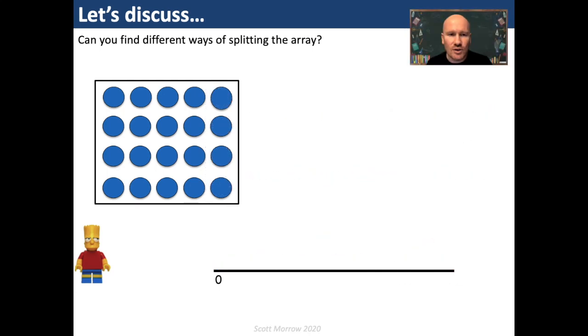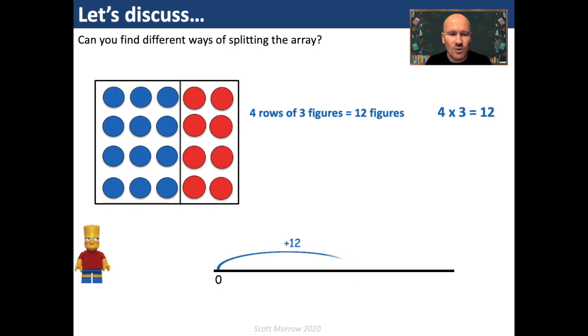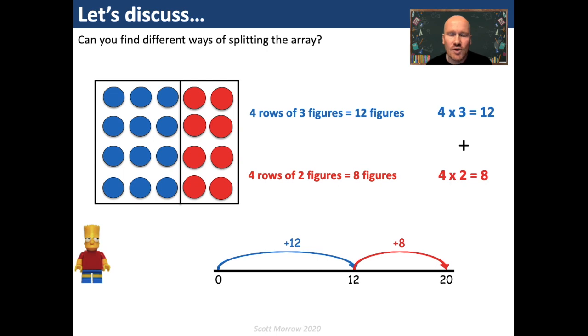And the last one I'm going to show you is by splitting that array like so. We've got 4 rows of 3 blue figures, which gives us 4 times 3, which we know is 12. We've got 4 rows of 2 red figures, and 4 times 2 is 8. So we're adding 8 to the 12 to give us our 20 again. So if we don't know 4 times 5, there are lots of ways of splitting that up in order to make it easier for ourselves.